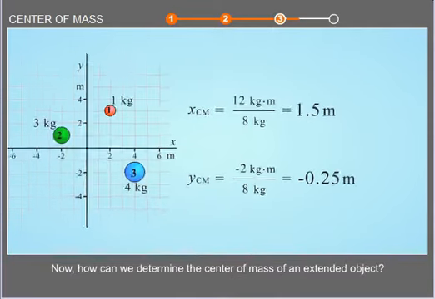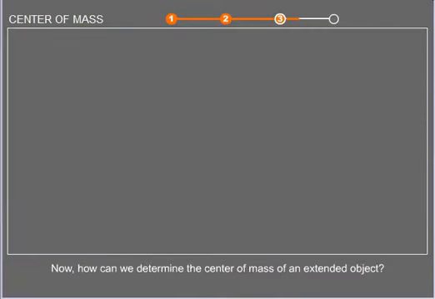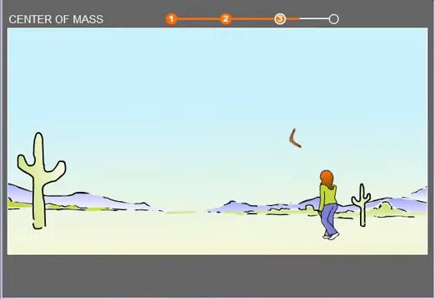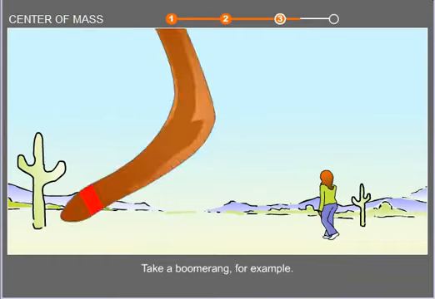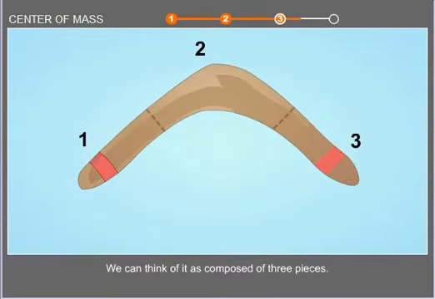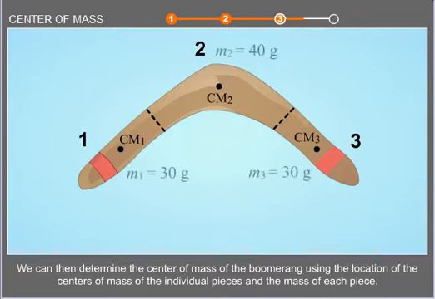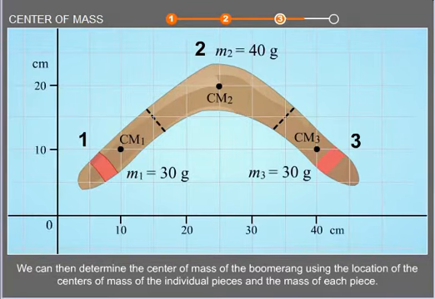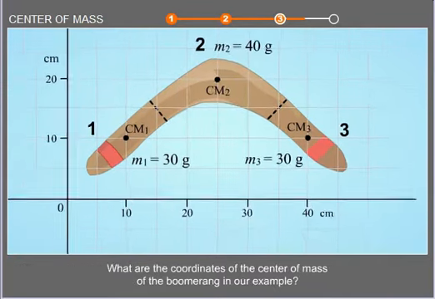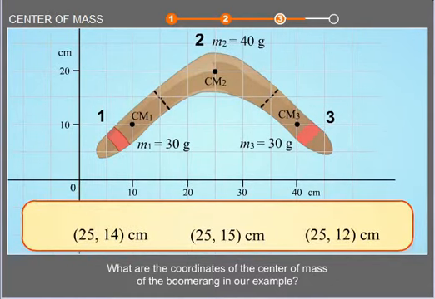Now, how can we determine the center of mass of an extended object? Take a boomerang, for example. We can think of it as composed of 3 pieces. We can then determine the center of mass of the boomerang using the location of the centers of mass of the individual pieces and the mass of each piece. What are the coordinates of the center of mass of the boomerang in our example?